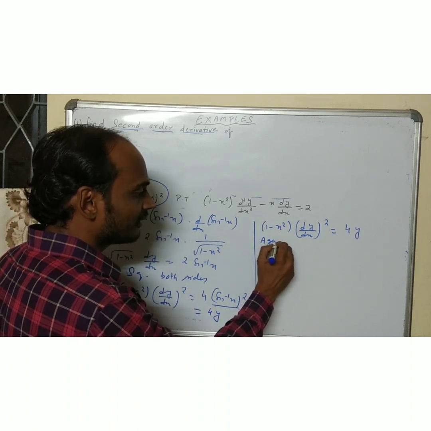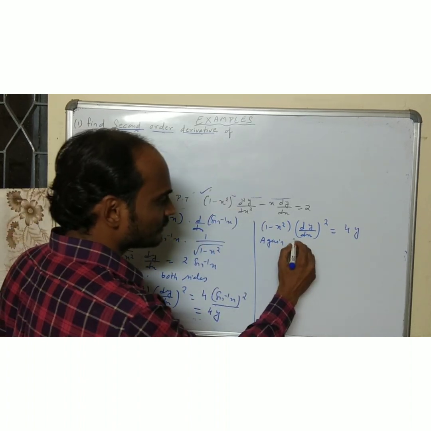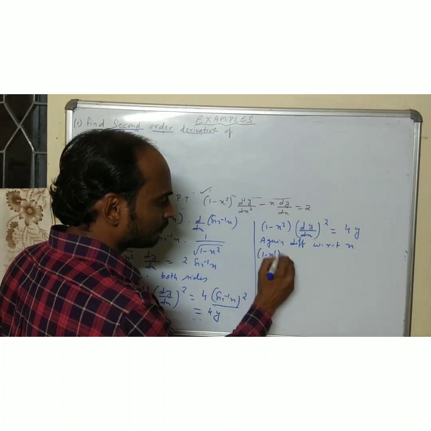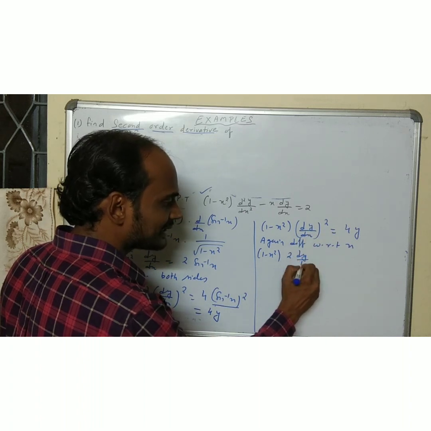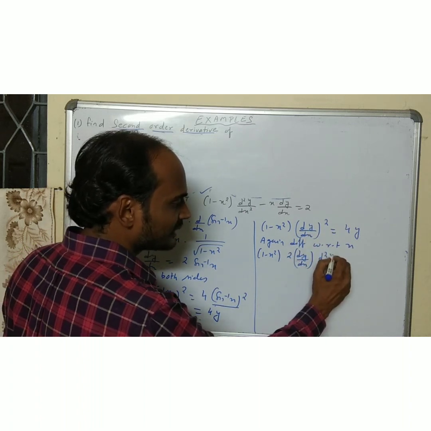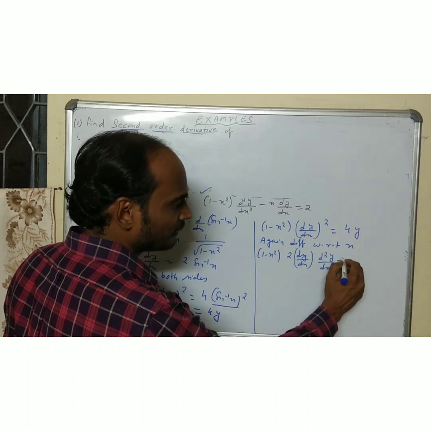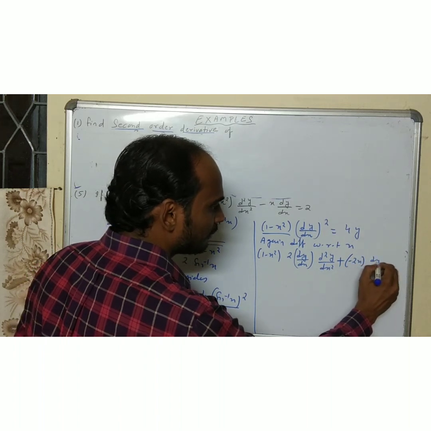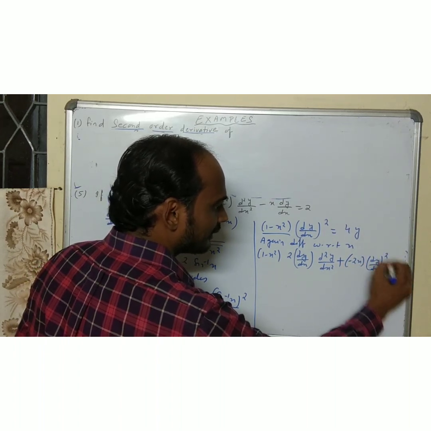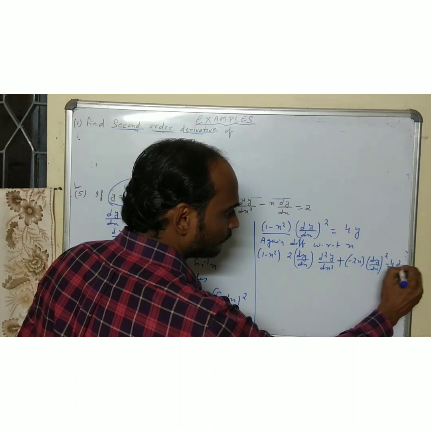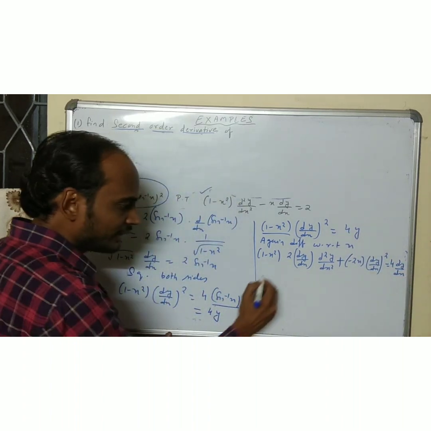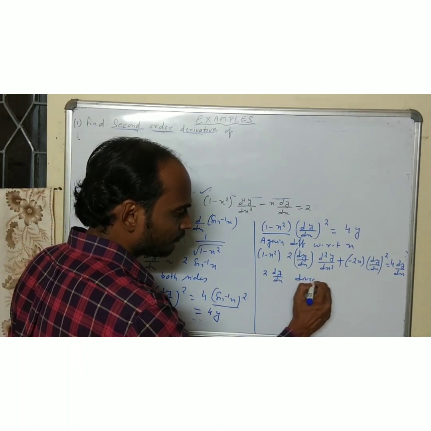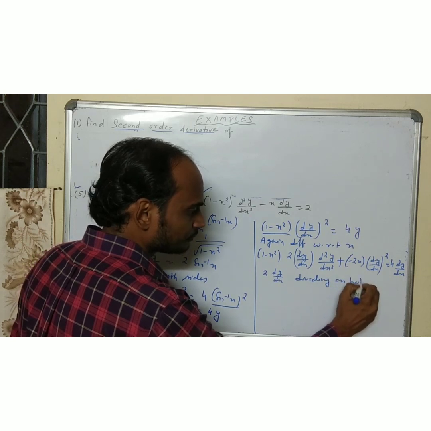Now we will find the second order differentiation in order to prove this. Again differentiating with respect to x, we get 1 minus x square into the derivative of this, which is 2 into dy by dx, as we have seen in the previous question, into d2y by dx2, which I am writing directly now. Plus the derivative of this part, which is minus 2x, into (dy by dx) whole square. And on the right hand side 4y gives 4 into dy by dx. Now you divide 2 into dy by dx on both sides.